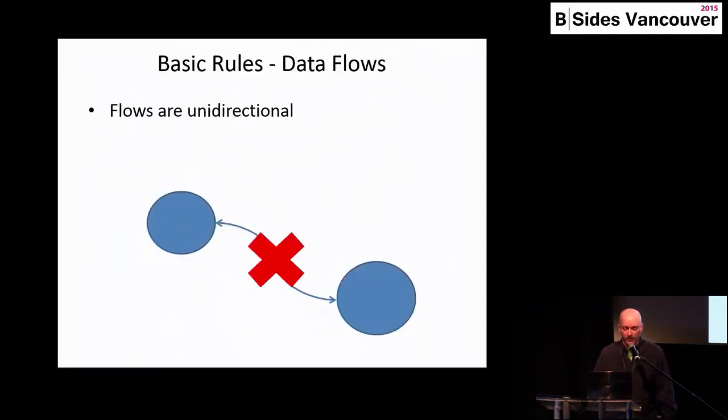Flows are unidirectional. Data flows from point A to point B, or from process A to process B, or from process B to data store C, or from process B to end user Bob. They don't flow the other way. There's a separate data flow that flows back.